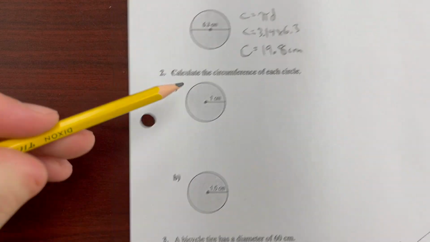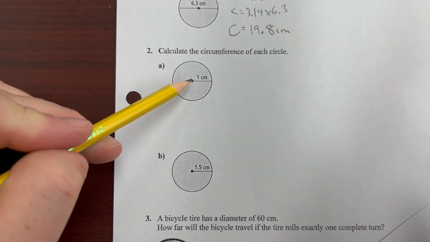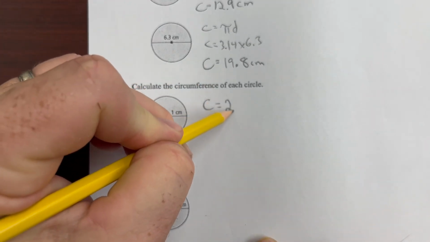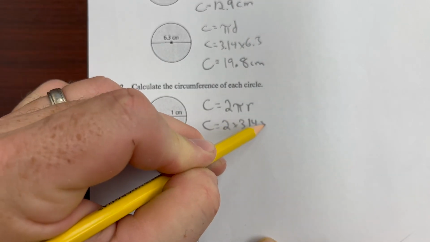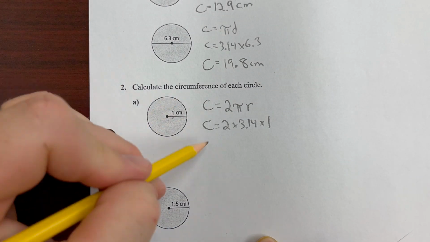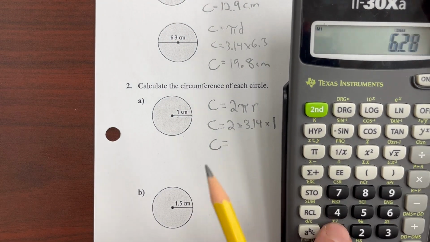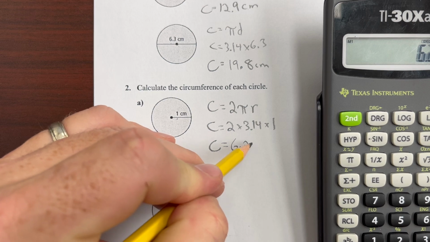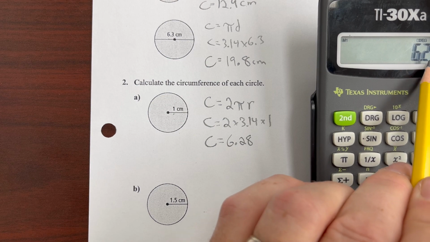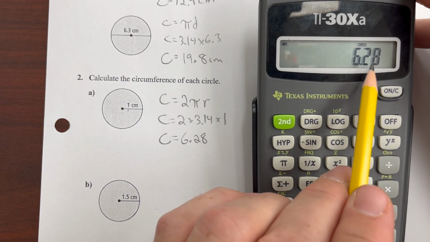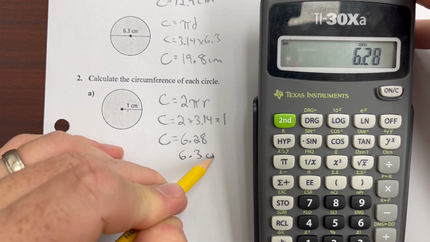All right, our next two, they give us the radius. So we're going to use our 2 times pi times r. We're given a radius, we use the formula for radius. So circumference equals 2 pi r. Circumference equals 2 times 3.14 times 1. That's 6.28. Hold on, it wants us to round. So the 6 is either going to stay a 6 or become a 7... sorry, the 2 is either going to stay a 2 or become a 3. Beside it's an 8, so it rounds up to a 3. So 6.3 centimeters.